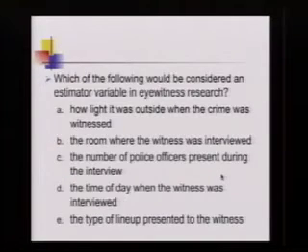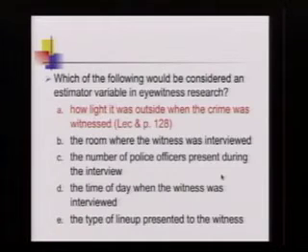Okay, which of the following would be considered an estimator variable in eyewitness research? Estimator. No one? Yeah, A, thank you. A, right? You can't control how light it was at the time of the crime. You can control how many witnesses are being interviewed, the number of police officers present, the time of day, and what type of lineup you give. But you can't control the light at the time. So it would be A.